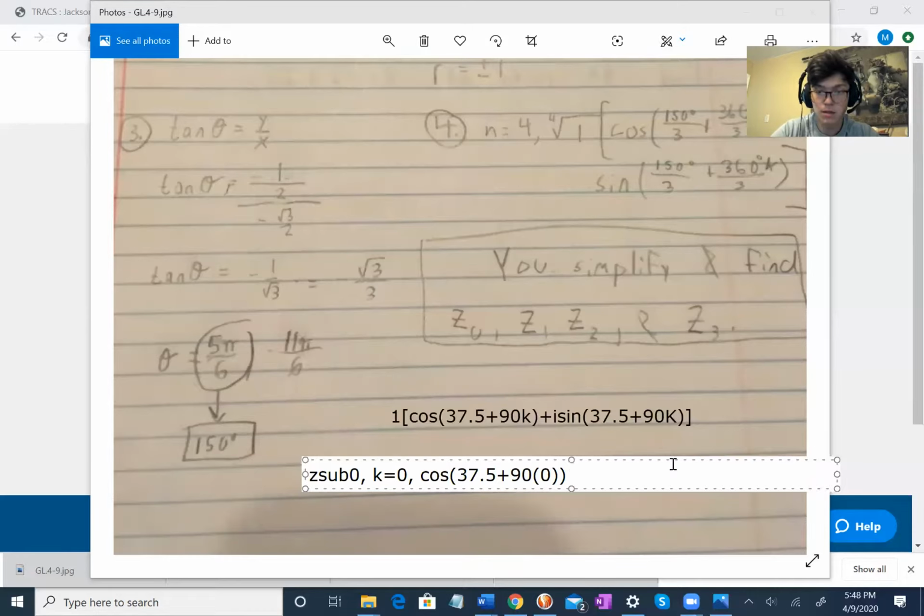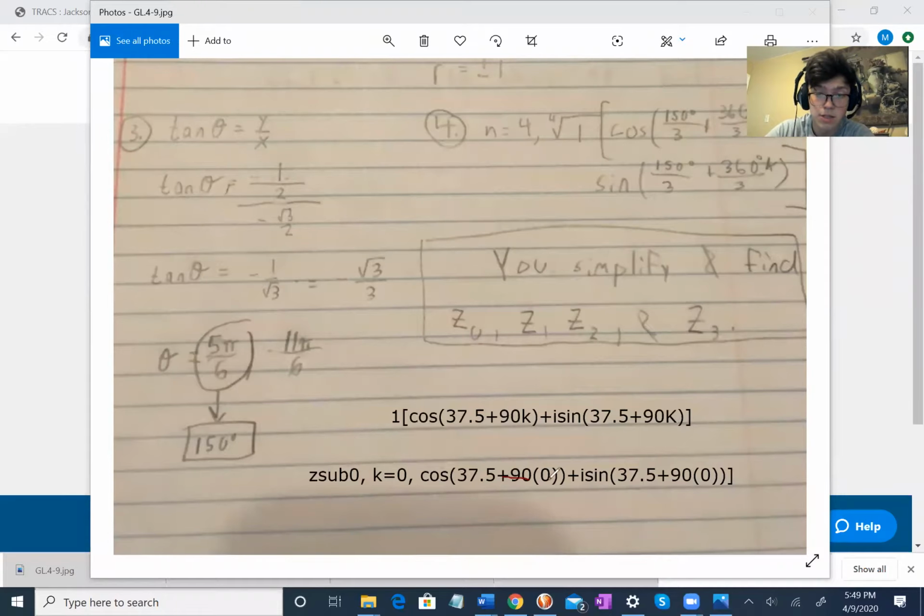extend it, plus i sine of 37.5 plus 90 times 0, in bracket. Okay, so this is what the equation would look like for Z sub 0 when I plug in 0 for K. Notice that the 90s are just going to go away, right? So what you're going to be looking for is just this. Okay, so let's plug that in.